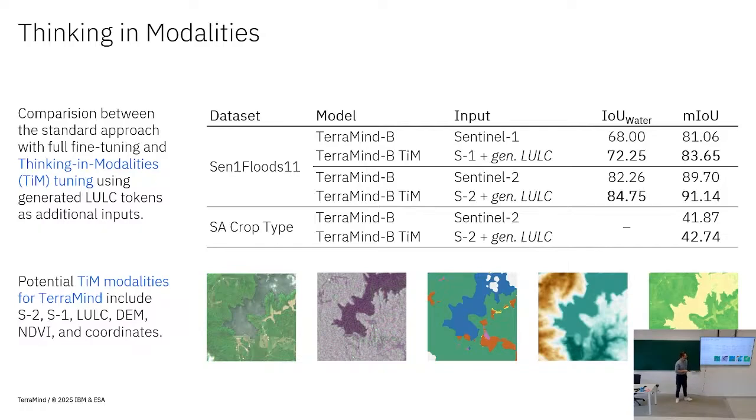But for example, in flood mapping, if your performance in terms of mean intersection over union was around 89.7%, we make it 91%, so it's roughly a 2% improvement. And similar for crop mapping. So in all of our experiments, we saw that thinking in modalities helped segmentation tasks. And typically the range was 2 to 4% improvement.